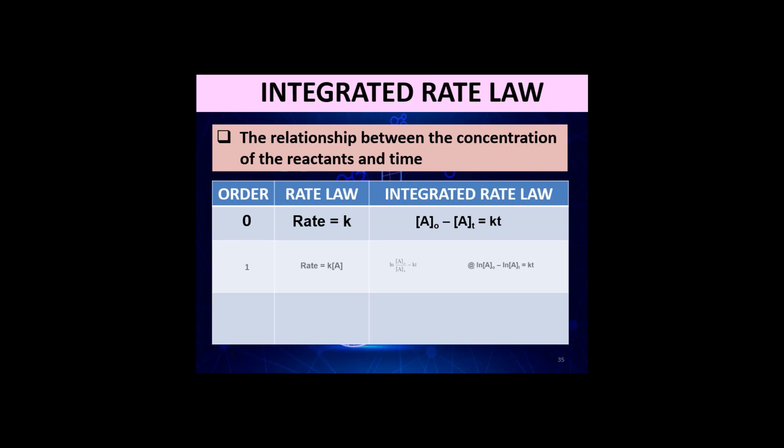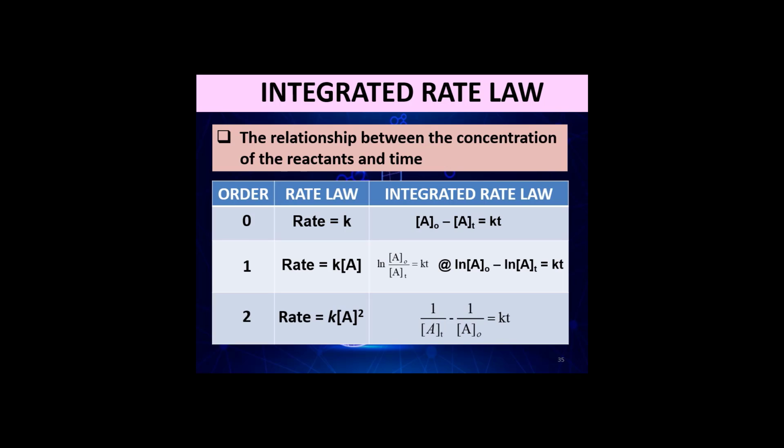For first order, ln concentration A naught over concentration At equals kt. For second order, 1 over concentration At minus 1 over concentration A naught equals kt.